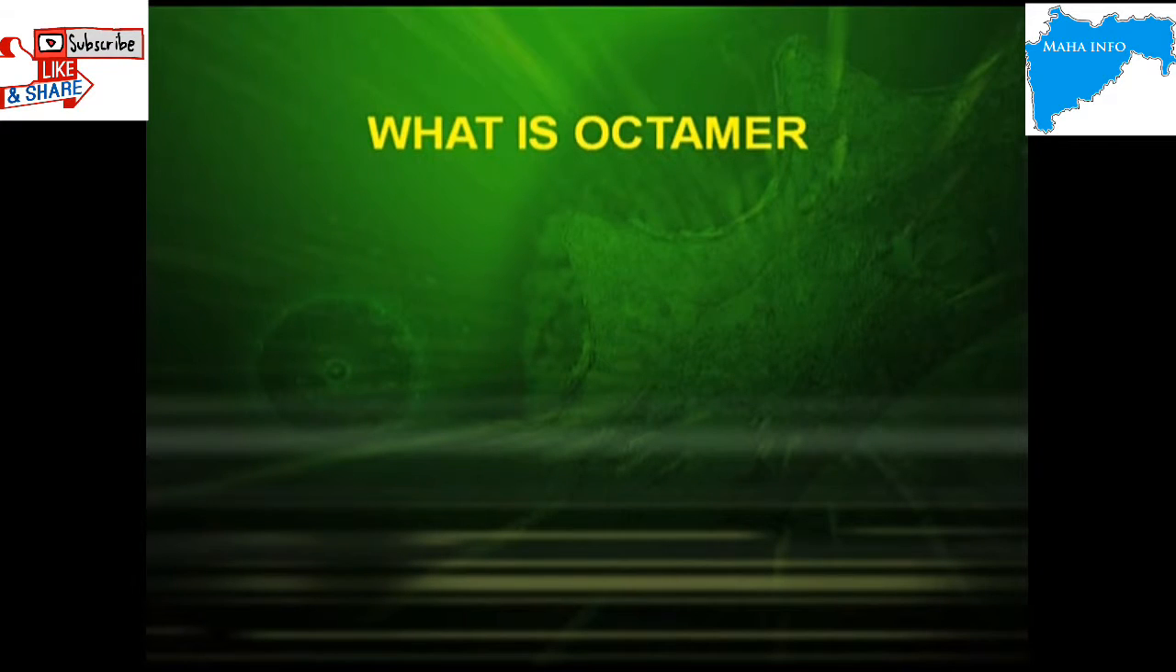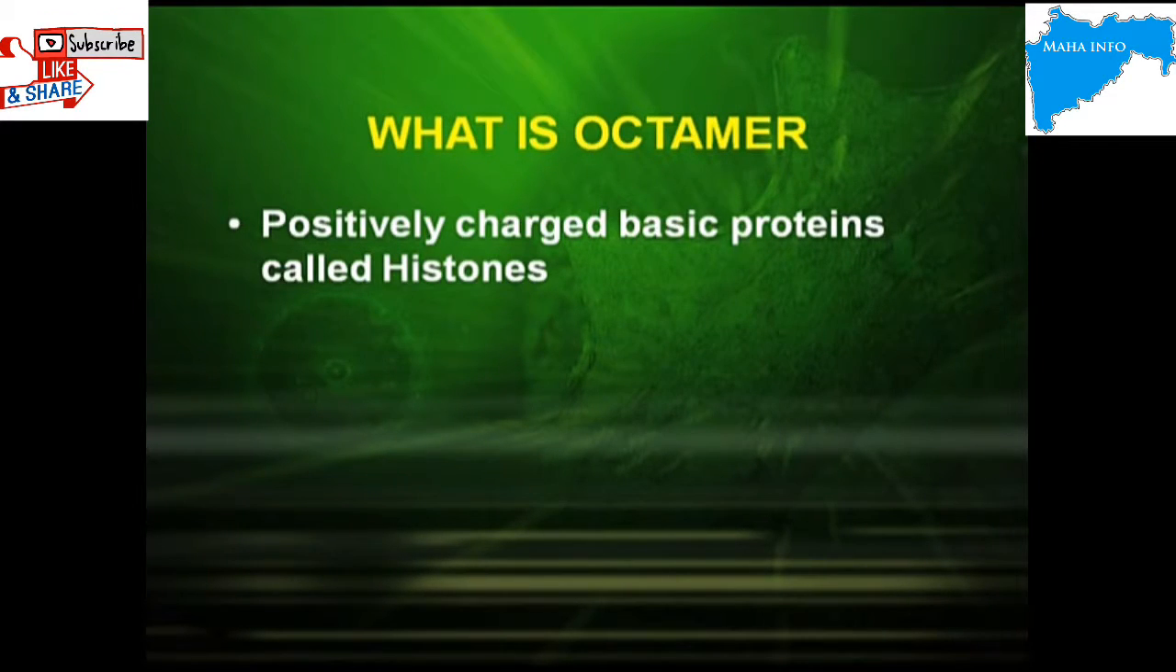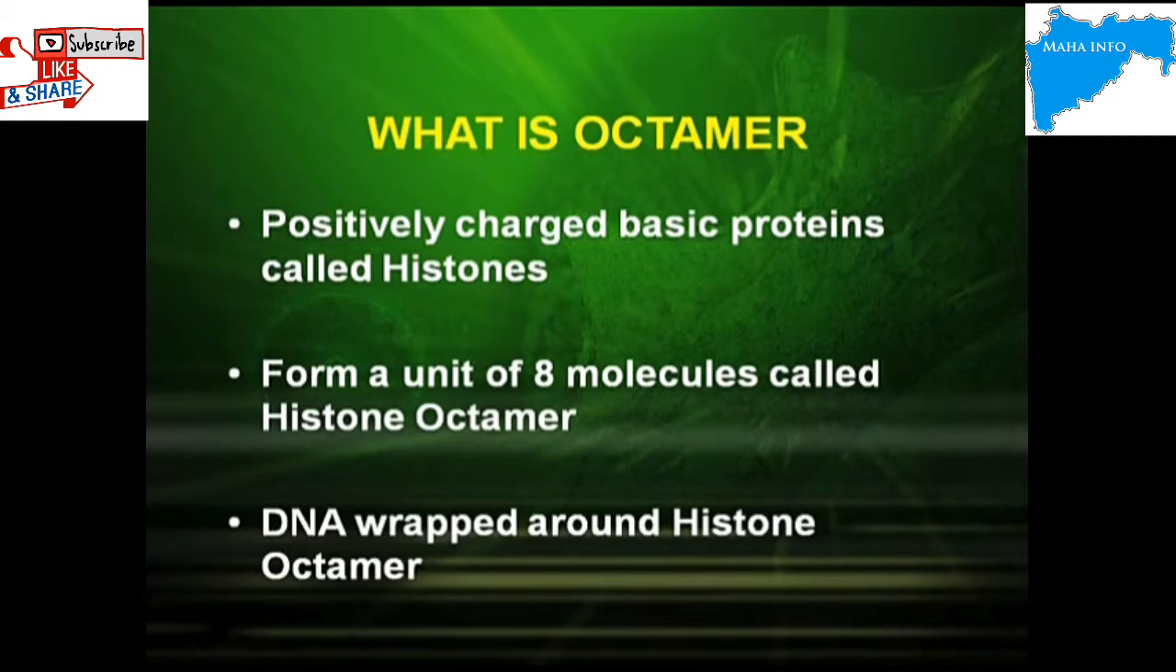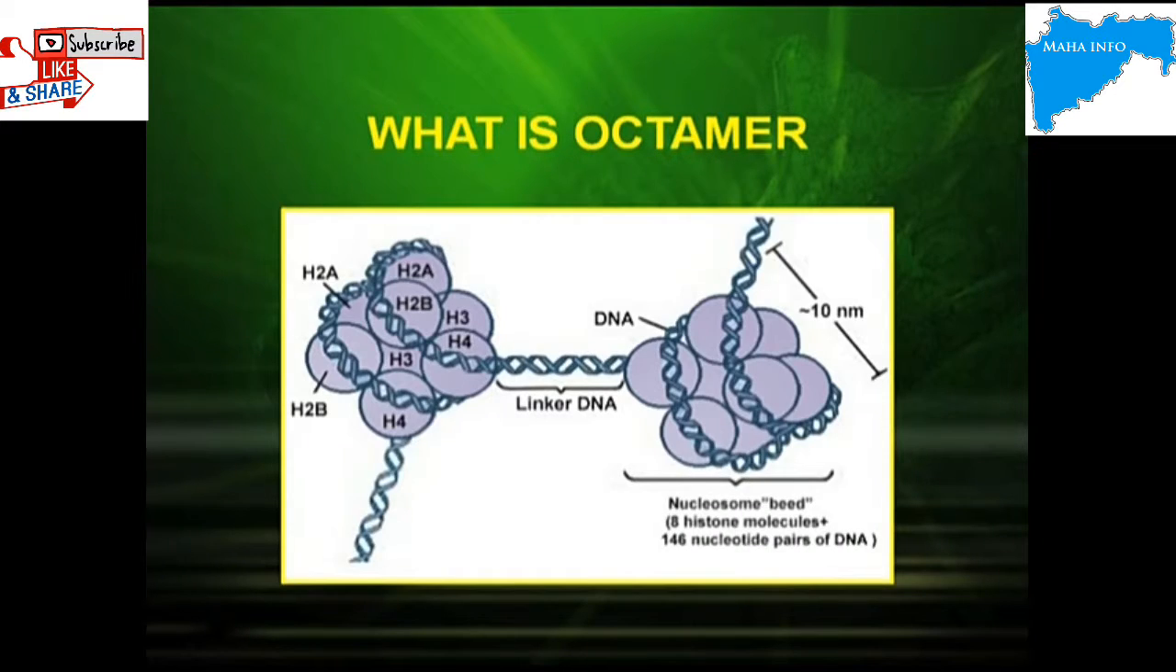Now, what is an octamer? This is made of positively charged basic proteins called histones. Octamer is made up of 8 histone protein molecules. These histone protein molecules are positively charged basic proteins. The DNA is wrapped around the histone octamer. These 8 protein molecules are H2A, H2B, H3 and H4, which are present in 2 copies each. Now, between the 2 nucleosomes, there is a linker DNA, and that is how we get a bead-on-string structure.